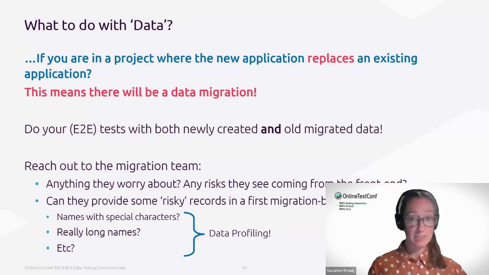And in end-to-end testing, I think it's important that you think about what type of data you're using. Are you using data that's newly created in your new app or that's migrated from the old app? And really reach out to that migration team. Is there anything that they worry about? And perhaps using data profiling, they can find some risky records for you to put in a first test migration. That you can also check the front end side.